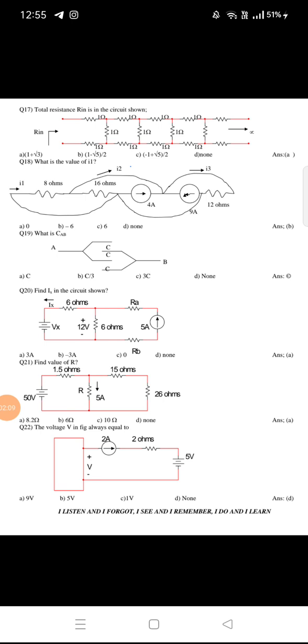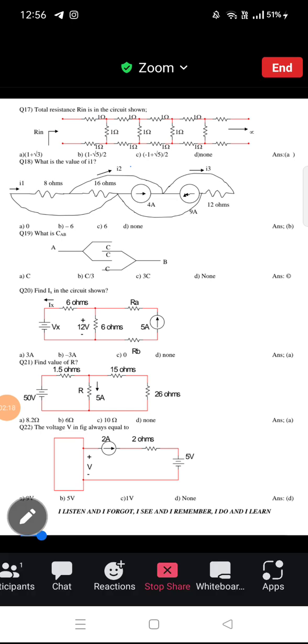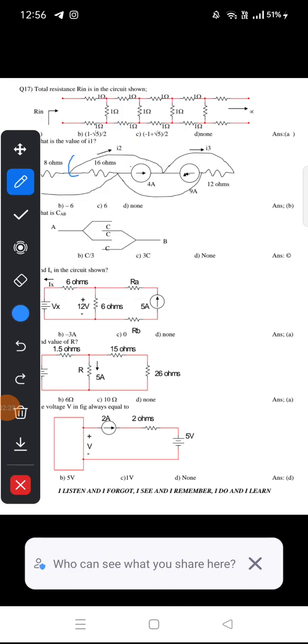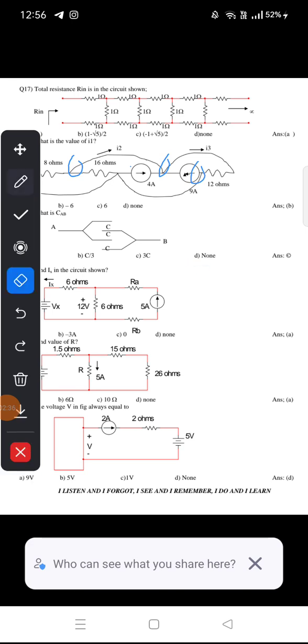Okay, in this problem first you need to identify the number of junctions present in the circuit. If this short circuit path indicates a common path, now see here, this path, this point and this point will be the same, that means these two are the same junction. Similarly, here this point and this point are the same, right?